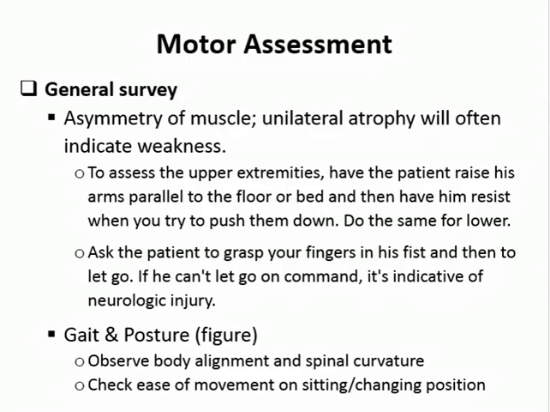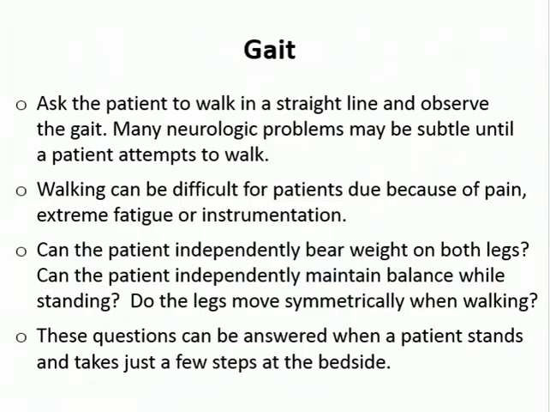In general survey, also assess for gait and posture. To observe body alignment and spinal curvature, check ease of movement on sitting and changing position. To assess gait, ask the patient to walk in a straight line and observe the gait. Many neurological problems may be subtle until a patient attempts to walk. Walking can be difficult for patients because of pain, extreme fatigue, or instrumentation.